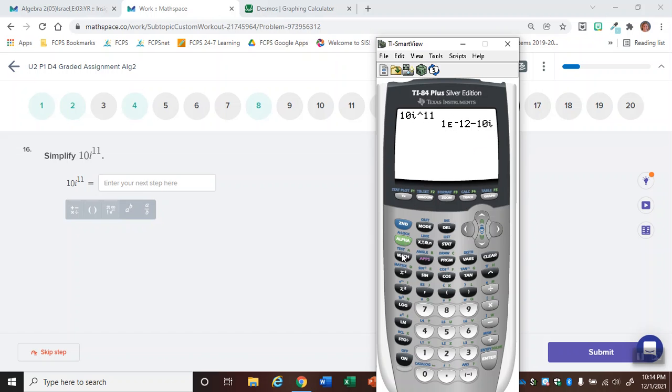If you don't like that, you can do math, go over to num, and then go to the i part, right? The third one, math num 3. And then you put the 10i to the 11th power. And it'll just give you the imaginary part of your complex number. All right, and so you get negative 10i.